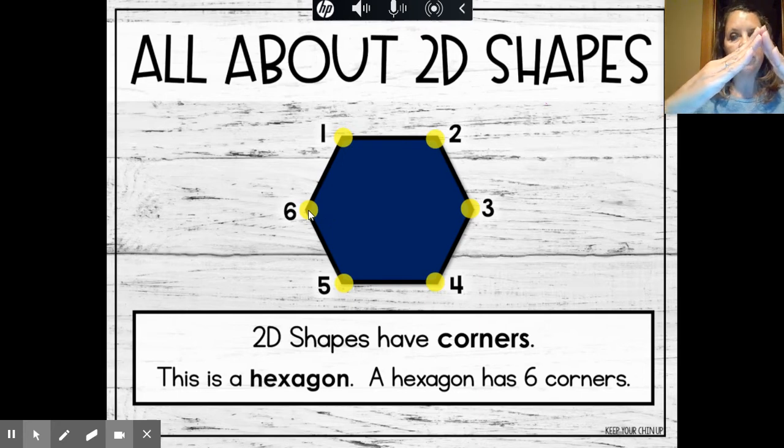So if you take your two hands and kind of put them together like this, where they come together at the top where your fingers touch, that would be like a corner of a shape. It's where the two sides meet or touch. This shape here is called a hexagon. Hexagon, because a hexagon has 6 corners.